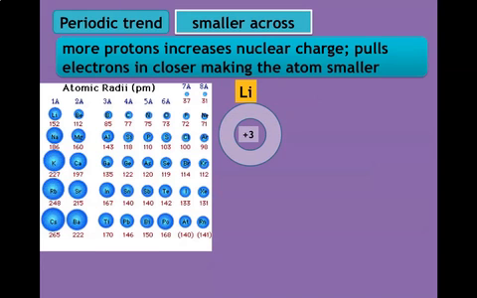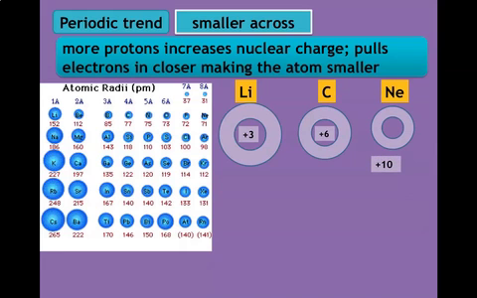If you look at lithium, it has 2 energy levels. It has 3 protons. Carbon also has 2 energy levels, but now we have 6 protons. And neon still has 2 energy levels, but now we have 10 protons in there. So it's pulling that much more on the electrons to pull them in closer, making it smaller.